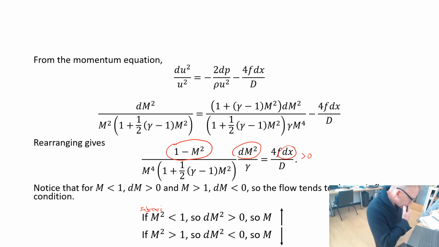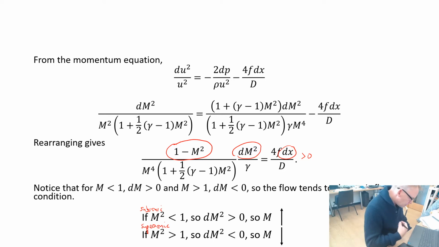Of course, the only value it can increase to will be the sonic state. It can't increase beyond that, and this puts a constraint on the type of solutions that you can have. If the flow is supersonic, M is bigger than 1, then we see that this coefficient here, which is negative, times dM squared must be positive, so dM squared must be negative, so M must decrease.